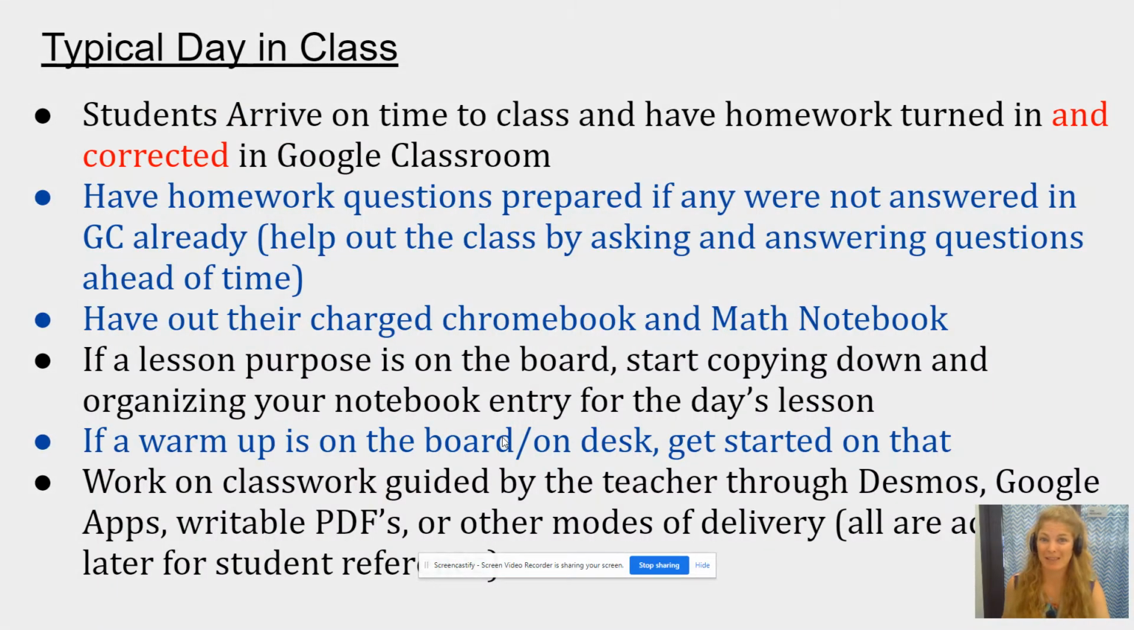So, a typical day in math class, students are coming in to class before the bell. They're in their seats. They have their charged Chromebook out and they're writing down their lesson purpose in their math notebook. From there, the lesson purpose is on the board. We'll talk about homework questions if they have any, and we'll get started on our lesson.